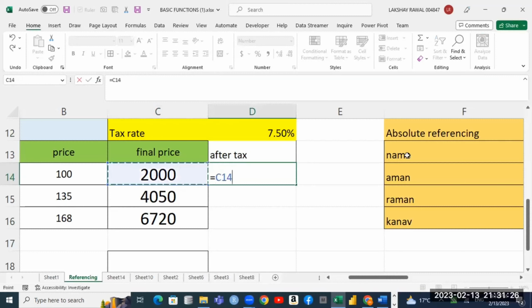We are saying final price plus amount into 7.50%. What is the percentage? It is in D12, 7.50. So what does 7.50% mean? How much amount? 150. So I have to pay the tax, but what is the actual payment I have to do? I have to take C14, this final price, plus the tax.